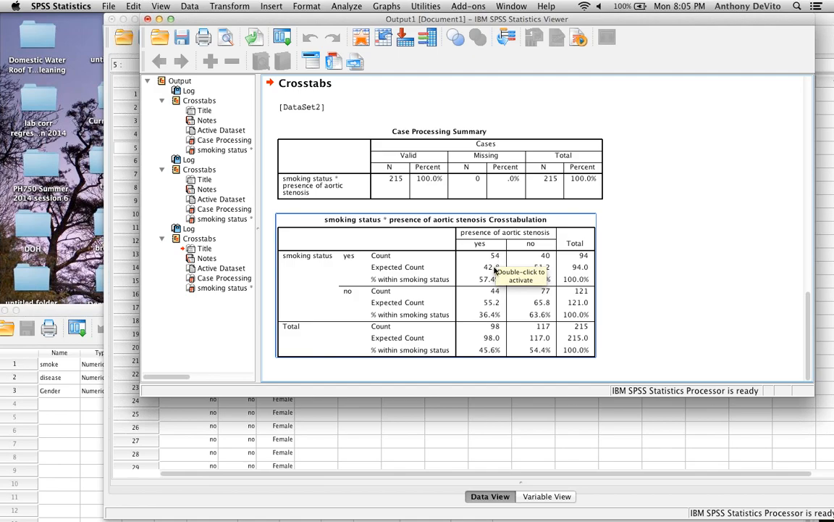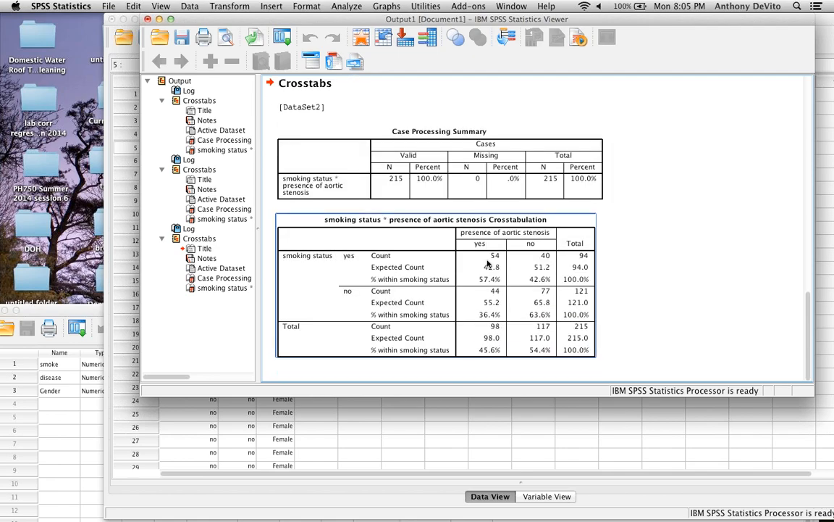Observe 54 minus 42.8, but that's calculated, so it may not be a whole number. 54 minus 42.8, squared, divided by my expected value, 42.8. That'll give me a number. And then the next box and the next box, and add them all together will give me my chi-square value.